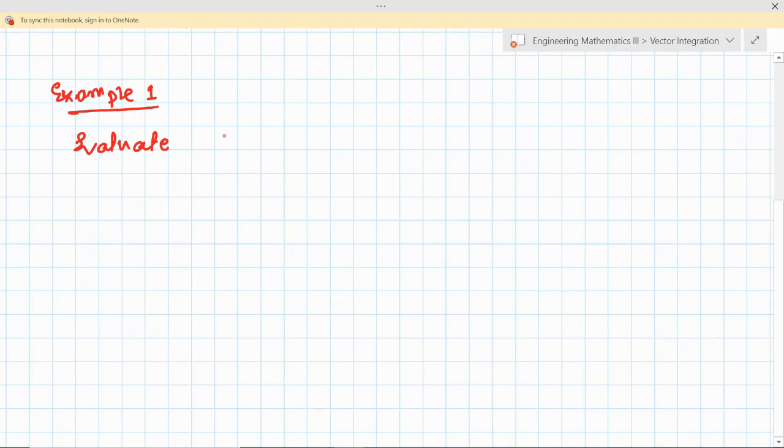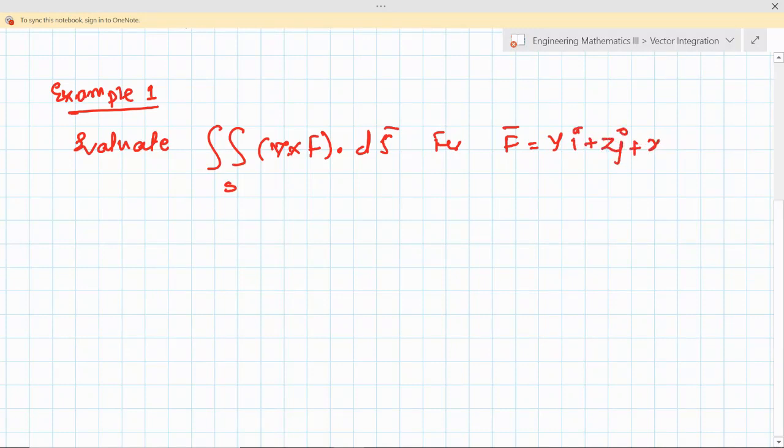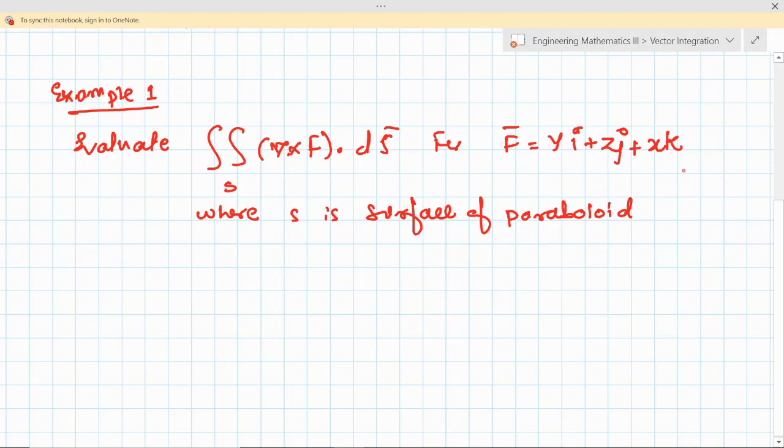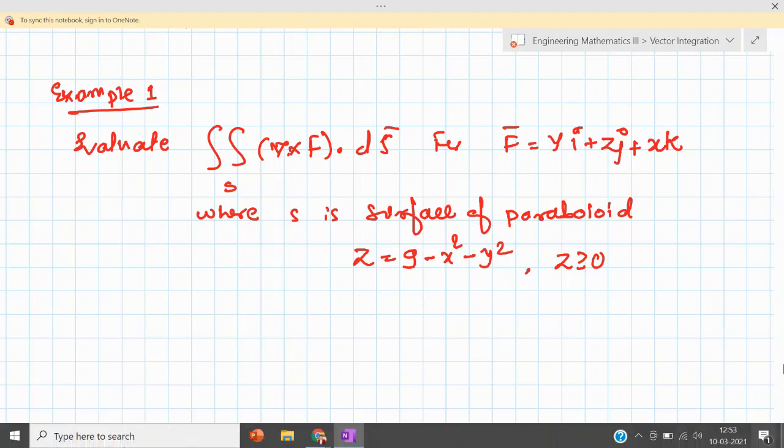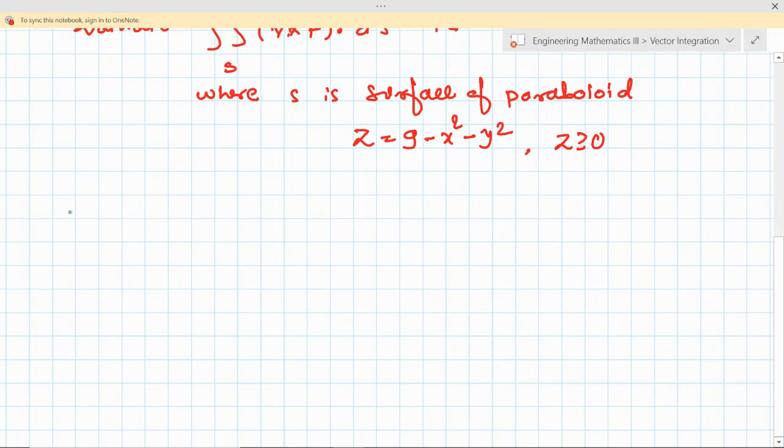So what do we have to evaluate? The double integration, meaning the surface integral of del cross f bar dot ds bar over the surface, for f bar equal to yi plus zj plus xk, where S is the surface of the paraboloid z equals 9 minus x square minus y square, with z greater than or equal to 0. This is the example. Now let us see the answer.